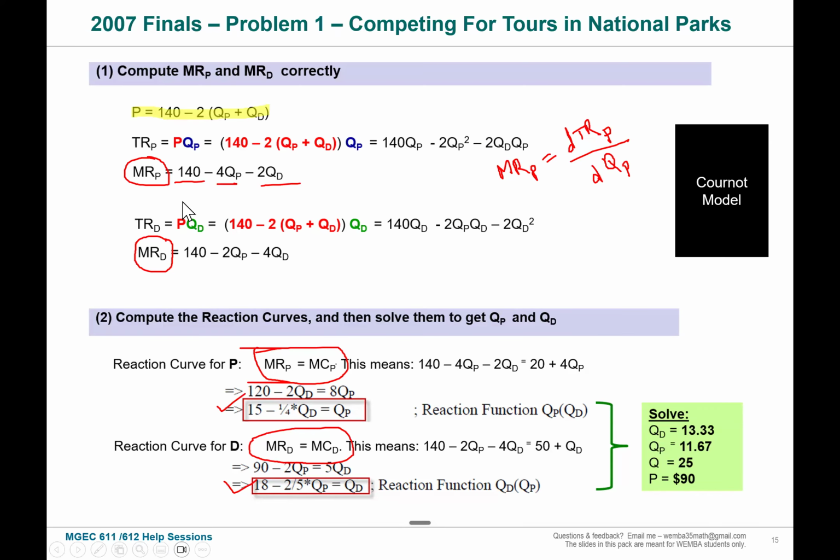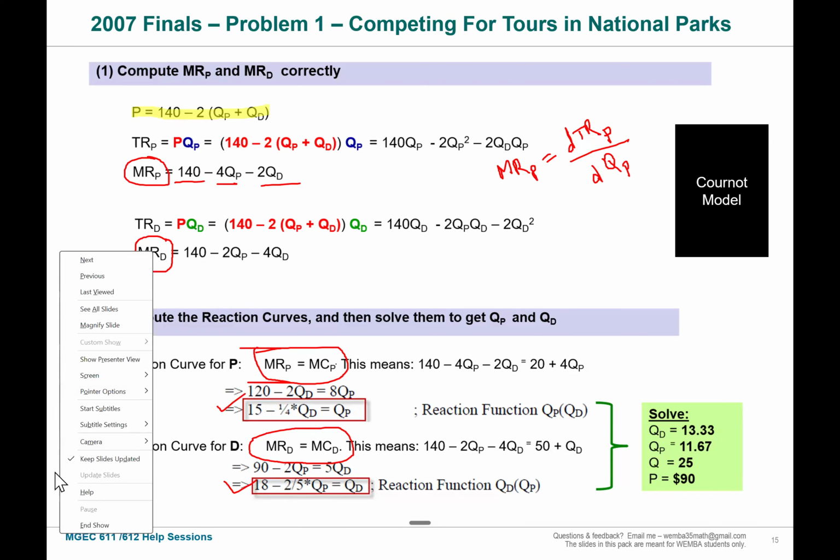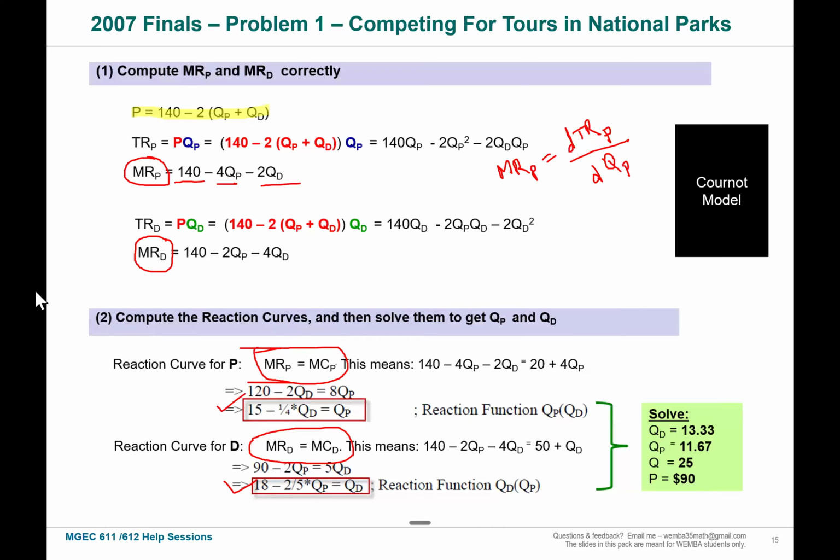So the MRs are based off of a derivative that includes the quantities of both firms. Say it again? The MR, the marginal revenue, is the derivative of the total revenue and of quantity dependent on both firms. No. MR is for each individual firm, right?